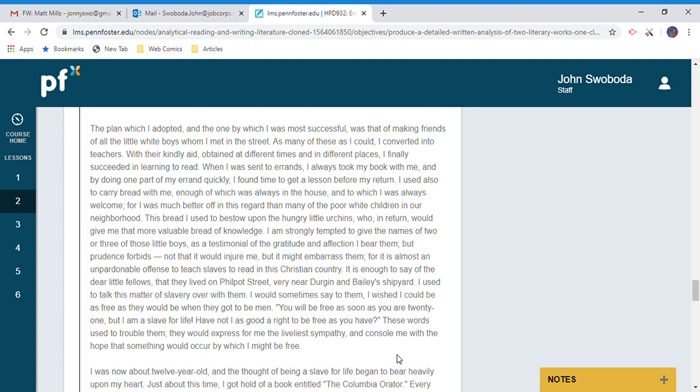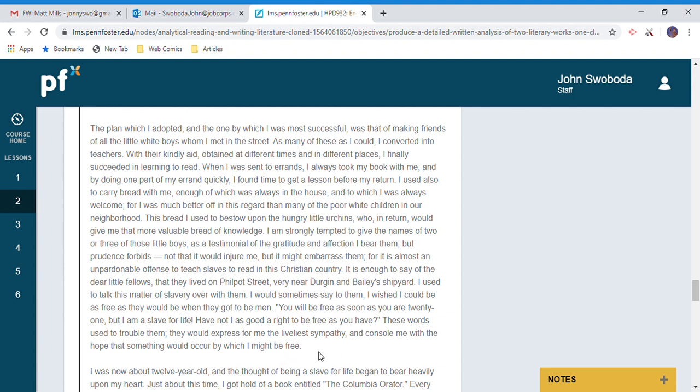I am strongly tempted to give the names of two or three of these little boys as a testimonial of the gratitude and affection I bear them, but prudence forbids. Not that it would injure me, but it might embarrass them, for it is almost an unpardonable offense to teach slaves to read in this Christian country. It is enough to say of these dear little fellows that they lived on Philpot Street, very near Durgin and Bailey's shipyard. I used to talk this matter of slavery over with them.